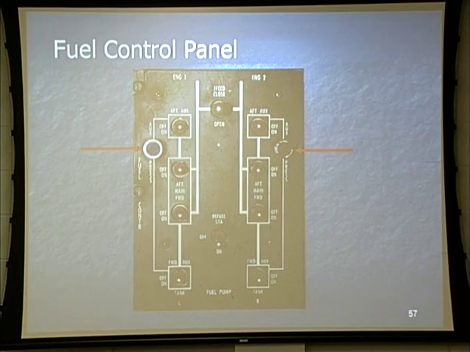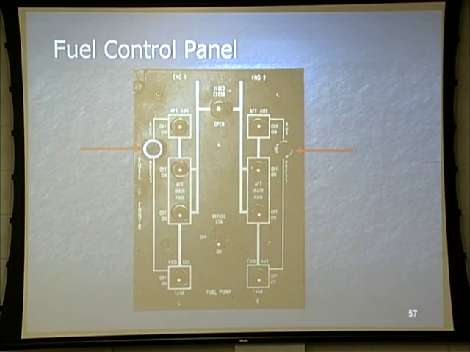The left one is monitoring the forward and aft on the left side. The right one's monitoring forward and aft on the right side. So they're both connected to the one switch. So if one fails, we will still get that light coming on. And then we'd have to confirm whether it was a pump or if the tank was empty.